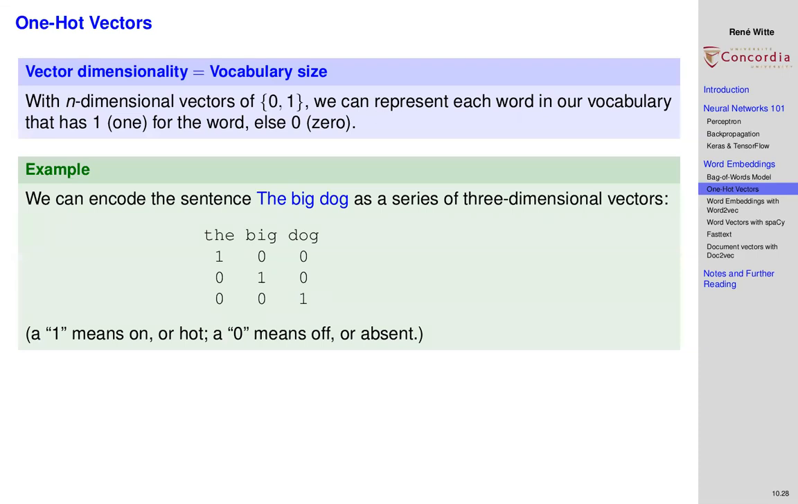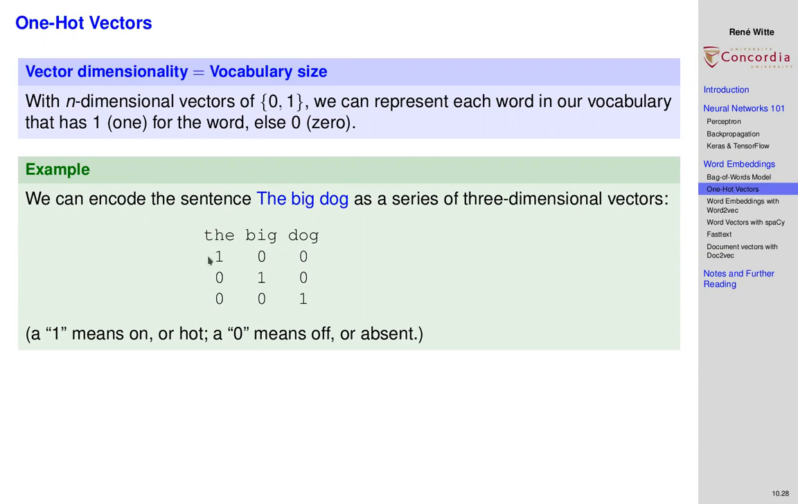Let's look at some other ways to encode the input. And one way is called the one-hot vector. So again, in one-hot vector, the dimensionality of the vectors is the size of the vocabulary. This is just like before. But now what we do is we encode a document word by word. So when we want to encode the sentence, the big dog, let's say our vocabulary size is 3, not realistic, but again, just to be able to visualize it.